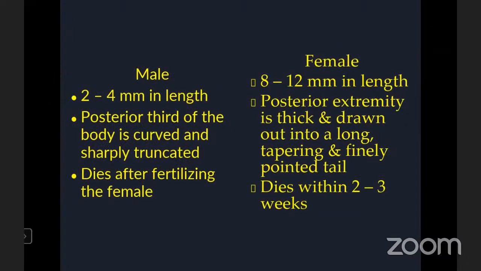The male worm is 2 to 4 millimeters in length. The posterior third of the body is curved and sharply truncated, and it will die after fertilizing the female. The female worm is 8 to 12 millimeters in length. The posterior extremity is thick and drawn out into a long, tapering, and finally pointed tail. The female worm will die within 2 to 3 weeks.